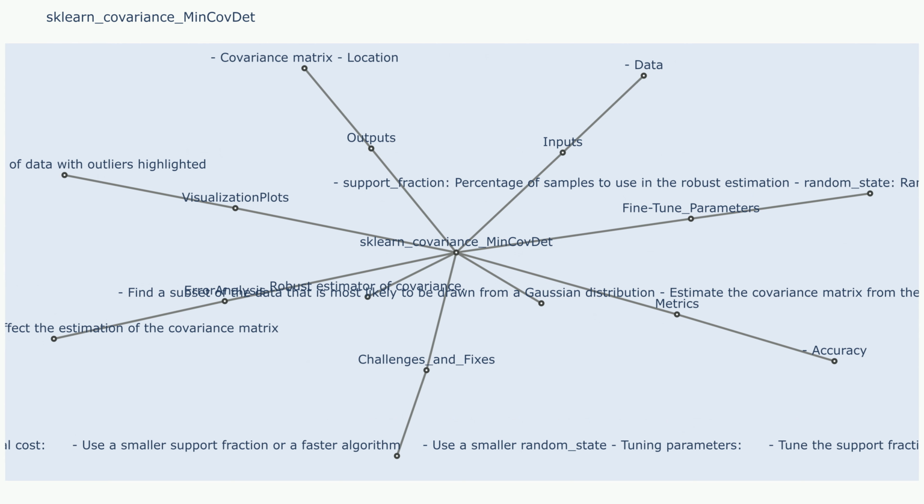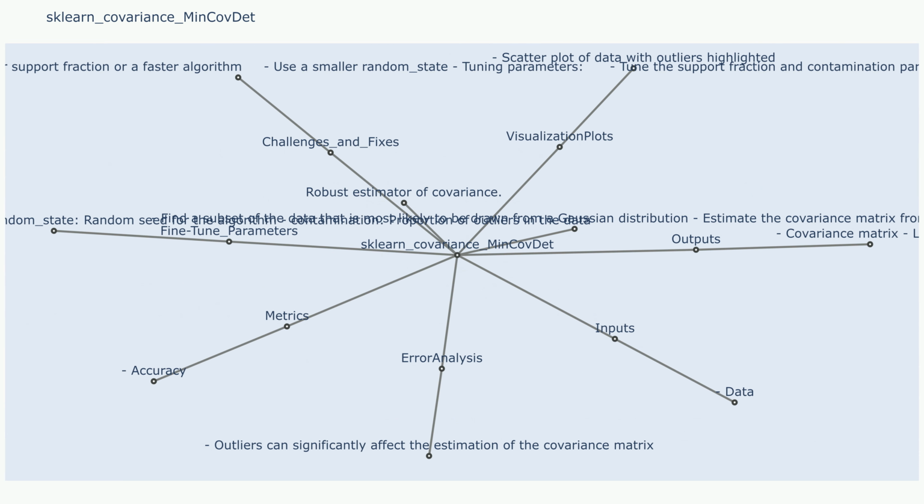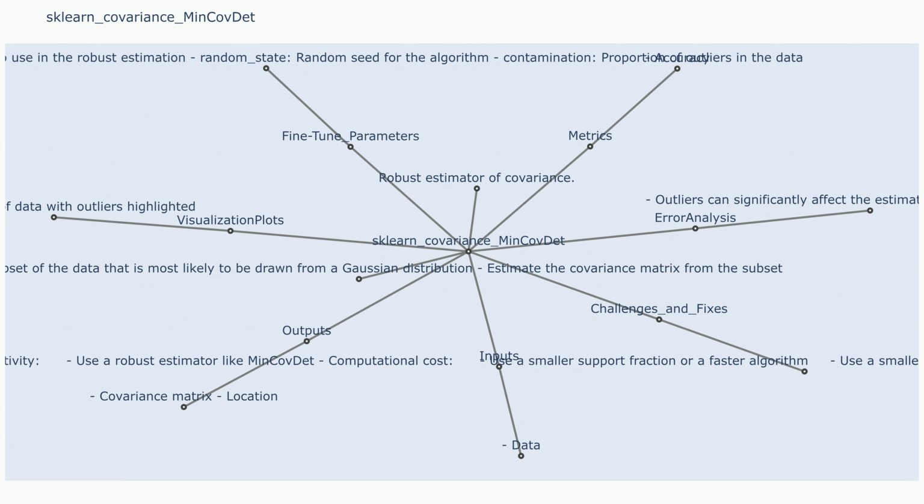Uncertainty methods. Uncertainty method 1: explain in detail. Bootstrap resampling can be used to estimate the uncertainty in the estimated covariance matrix. Uncertainty method 2: explain in detail. Jackknife resampling can be used to estimate the uncertainty in the estimated covariance matrix.